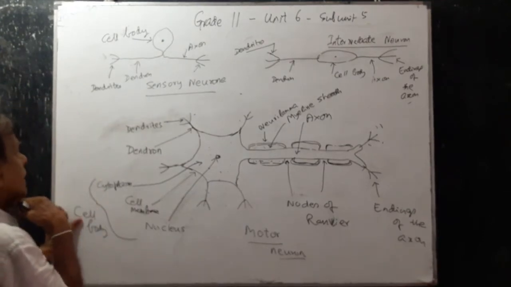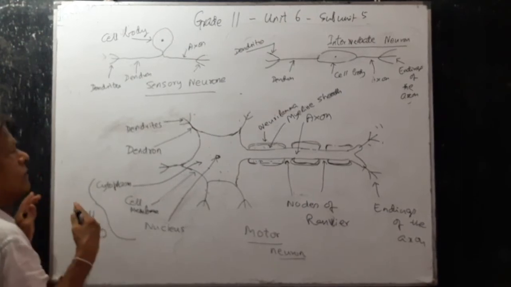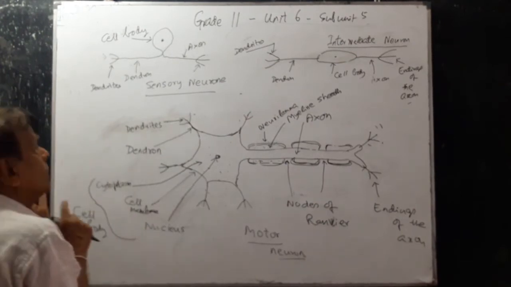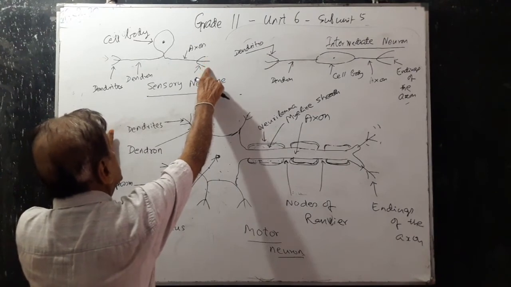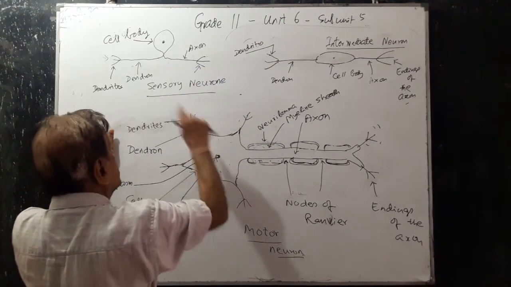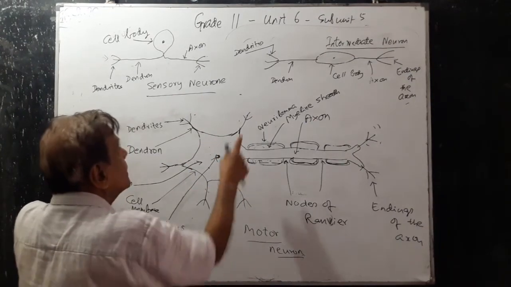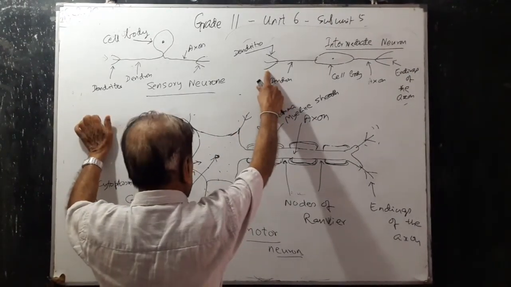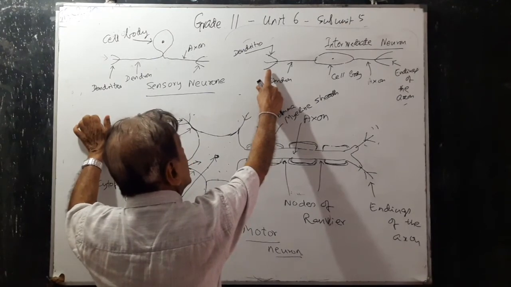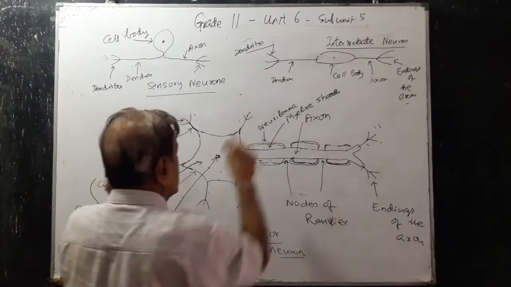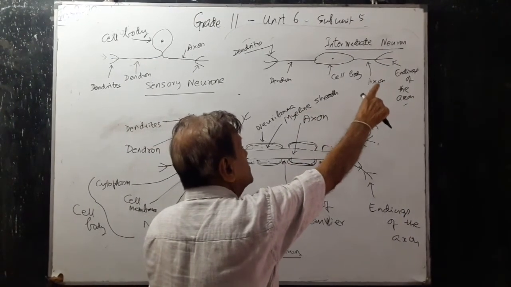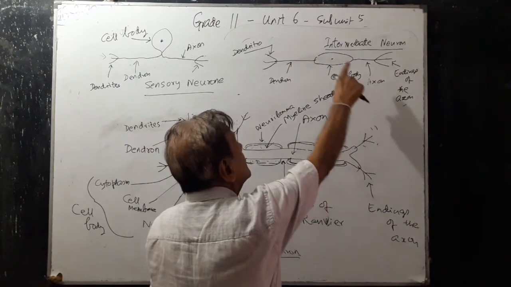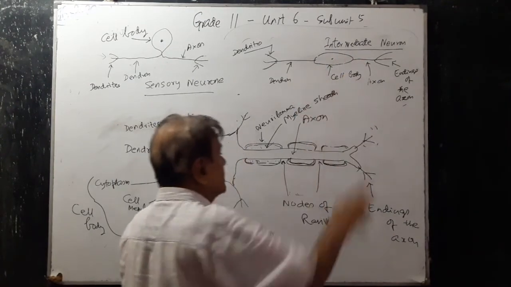Where are the dendrites of sensory neurons present? In the sensory organs. Where are the endings of the axons of sensory neurons present? In the central nervous system. Where are the dendrites of the intermediate neurons present? In the central nervous system. Where do you find the endings of the axons of the intermediate neurons? In the central nervous system.